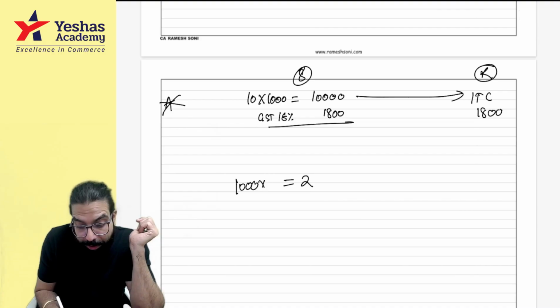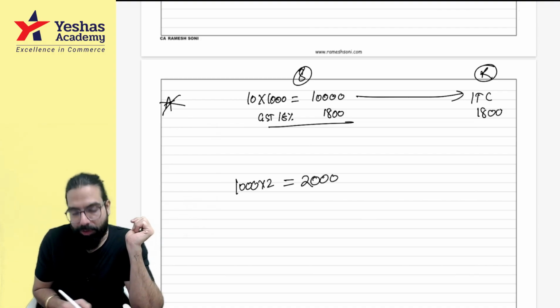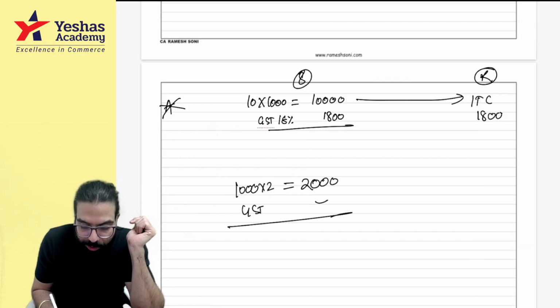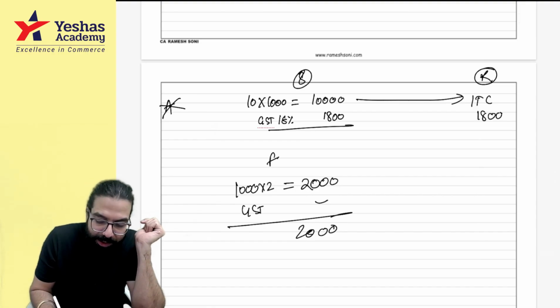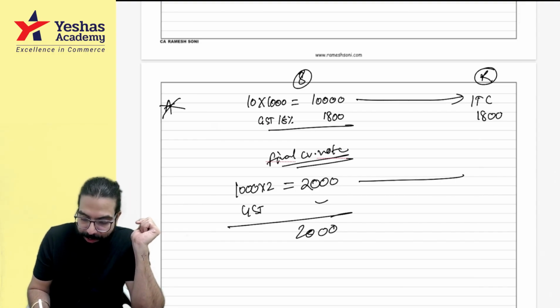1000 packets of biscuit at 2 rupees, 2000 rupees discount I gave you. Can I give you a GST back? No, sir. So I gave you a financial credit note. Financial credit note, why? Because we did not have a prior agreement. I went ahead and gave it to you.